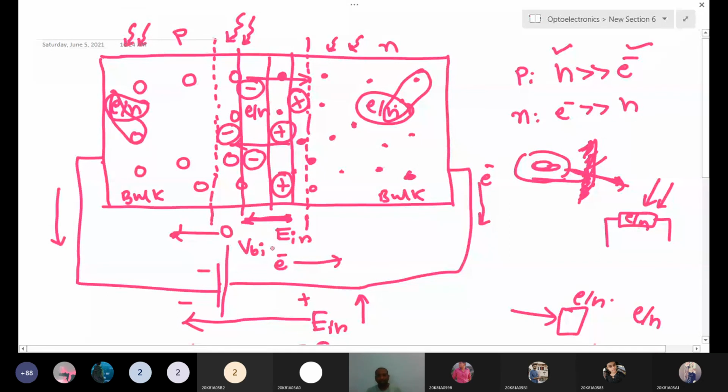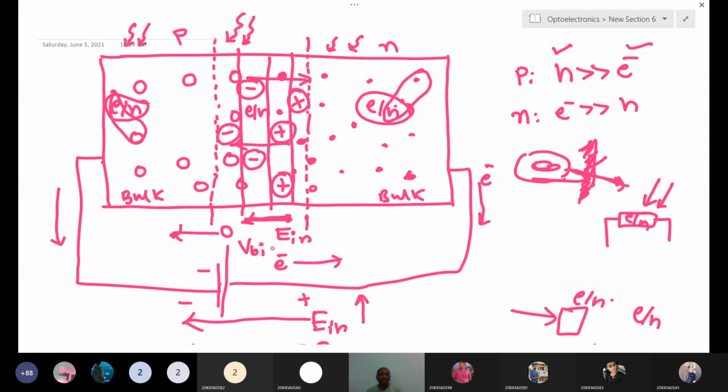Whatever electron holes are generated in the depletion region will be separated by this internal electric field. In the bulk region, we don't have any electric field. Only the depletion region has the internal electric field. This electric field immediately separates the generated electron holes. It sends holes towards the p side and electrons towards the n side. So electrons move to the n side, where we already have electrons, so electron density is increasing on the n side.